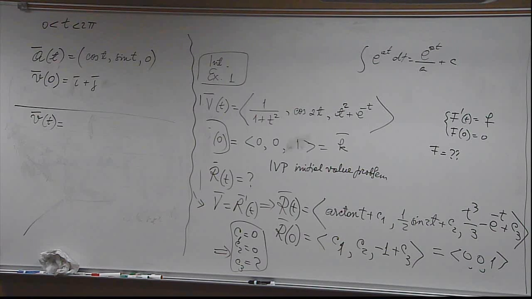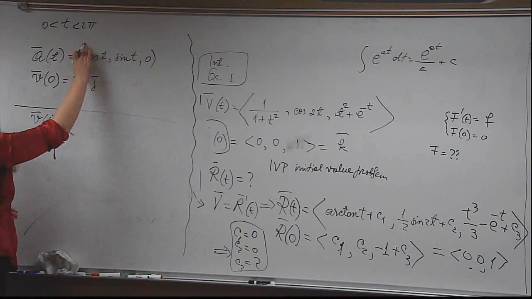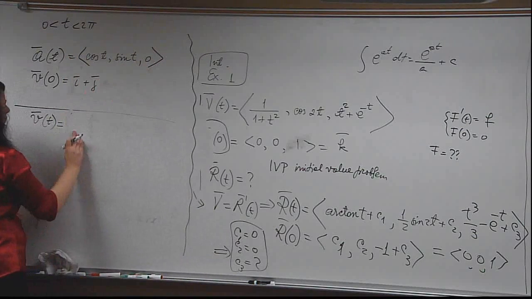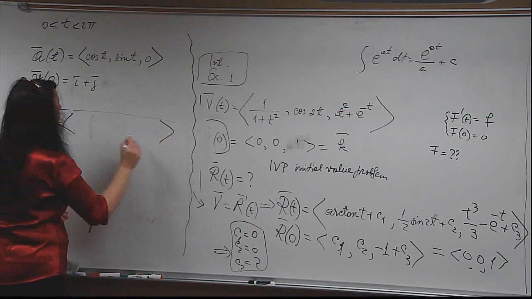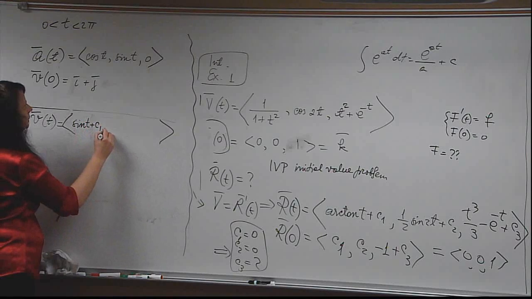How do you do that? V of t, let's integrate together. You don't like this? I hope that by now you got used to it. The bracket, angular brackets, okay, like in the book. So sine t plus a constant.